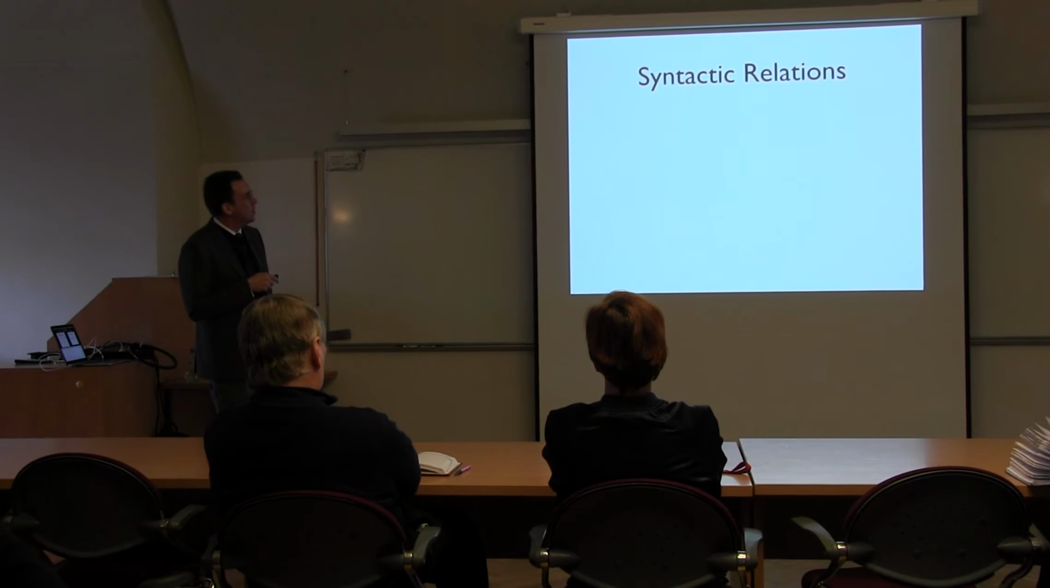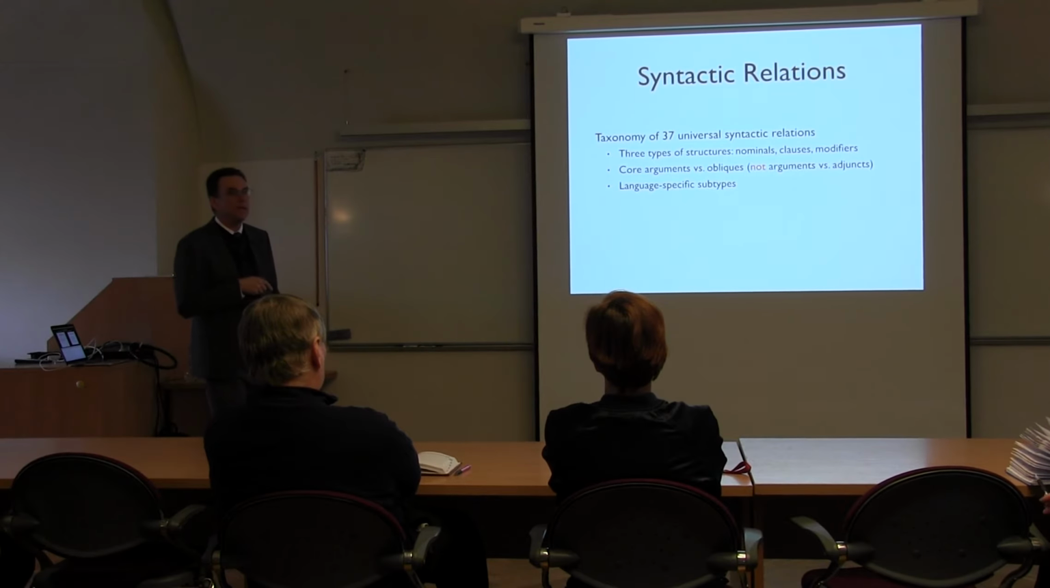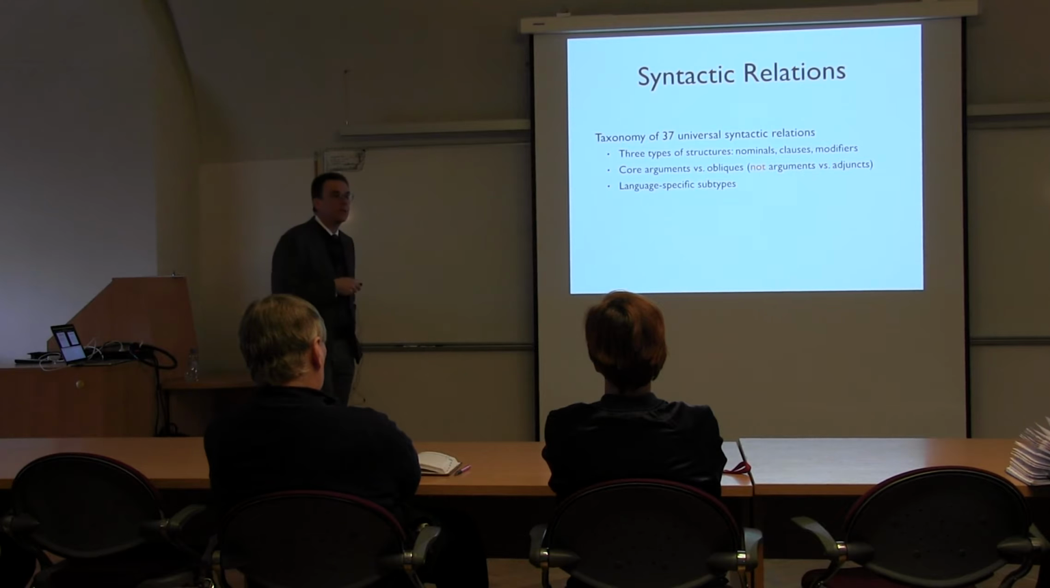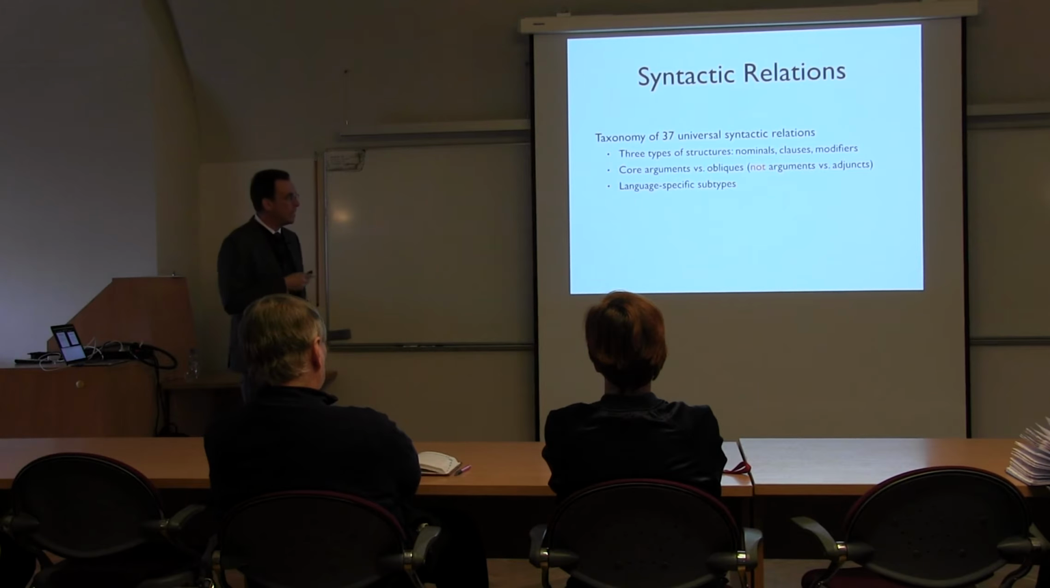Okay, so far so good. In order to classify syntactic relations, UD makes use of a taxonomy of currently 37 relations. It has changed a little bit between versions of universal dependencies. And this taxonomy is organized by two main principles.